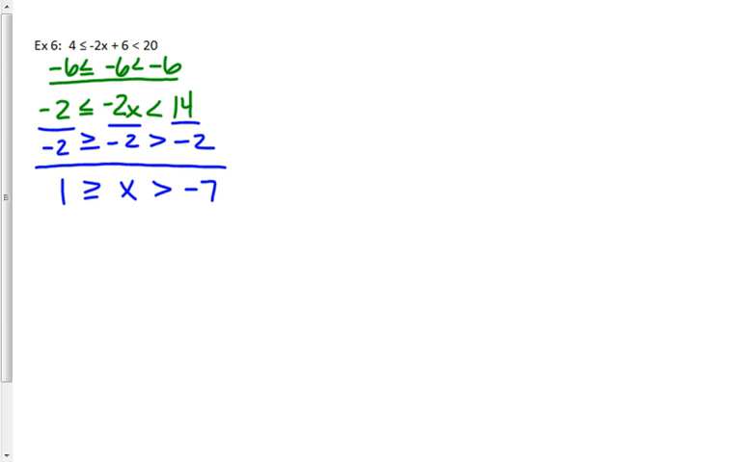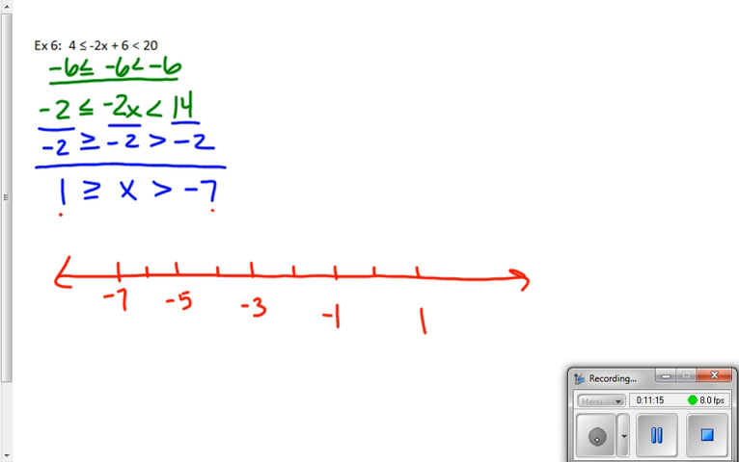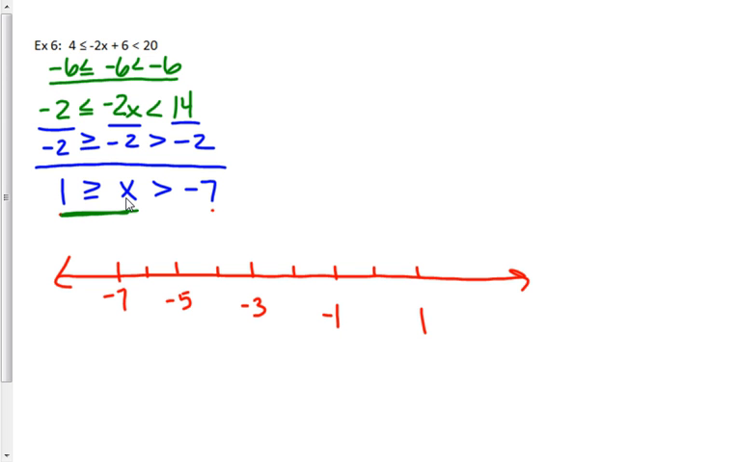So again, when I graph this, I need to get from 1 all the way to negative 7. So I'm going to sketch out my number line. There's my number line. Take care of one part of it first, this inequality, and read from your variable. X is going to be less than or equal to 1. So it is a closed circle on 1. We said x is less than or equal to, so that arrow is going to the left.